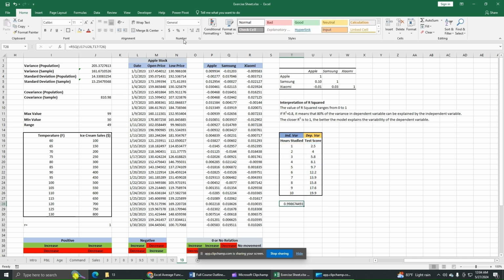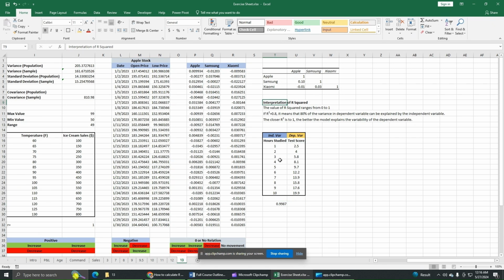So here we can see that more than 99%, almost 100%, of the dependent variable is explained by the independent variable. That is, you will get a higher score if you study more. The more you study, the more you will get the score. On the other hand, the lower the score you get, that means the fewer hours you have studied.